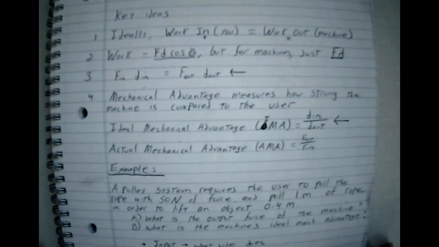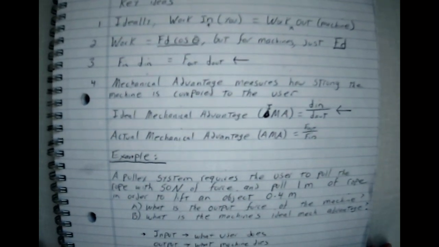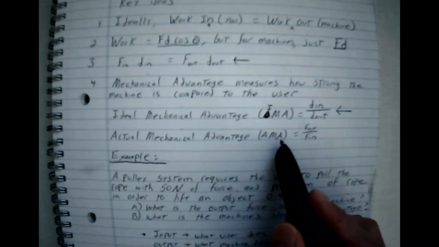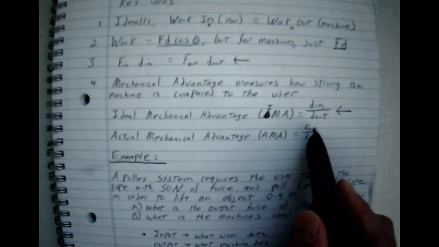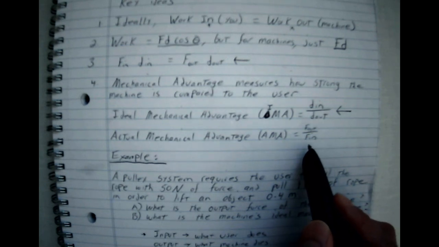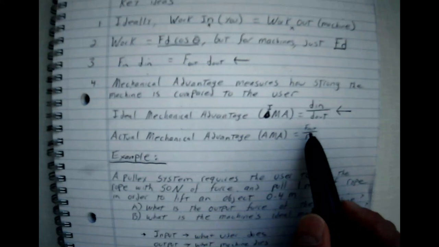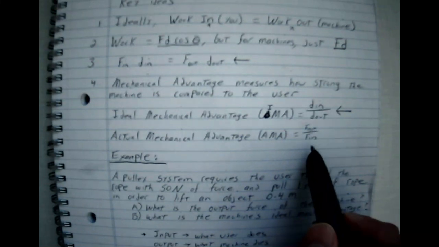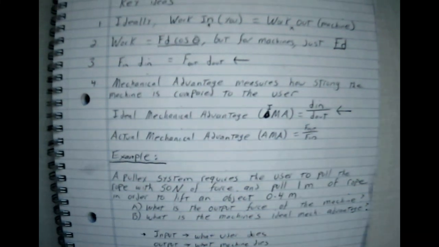When we talk about actual mechanical advantage, because no machine is perfect, the actual mechanical advantage is the force you get out from the machine divided by the force you put in. So if you get 4 times as much force out as you put in, then the mechanical advantage will be 4.